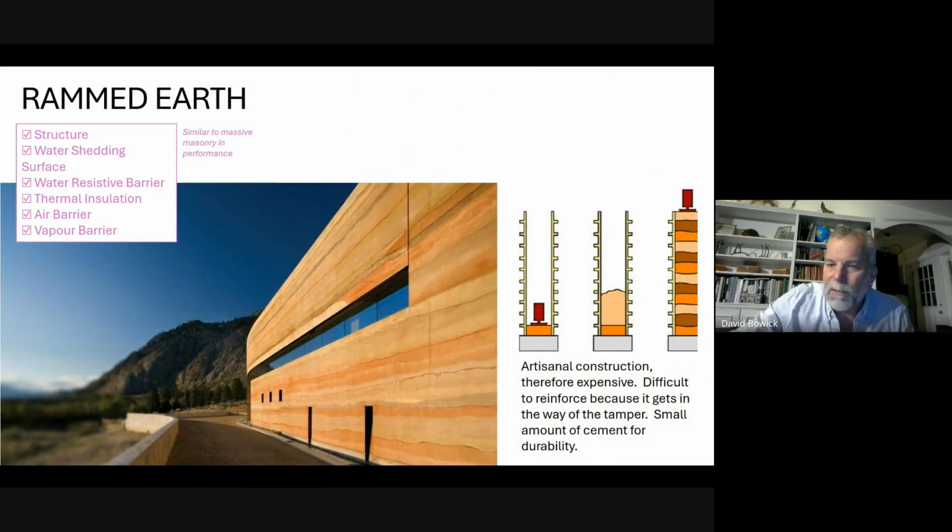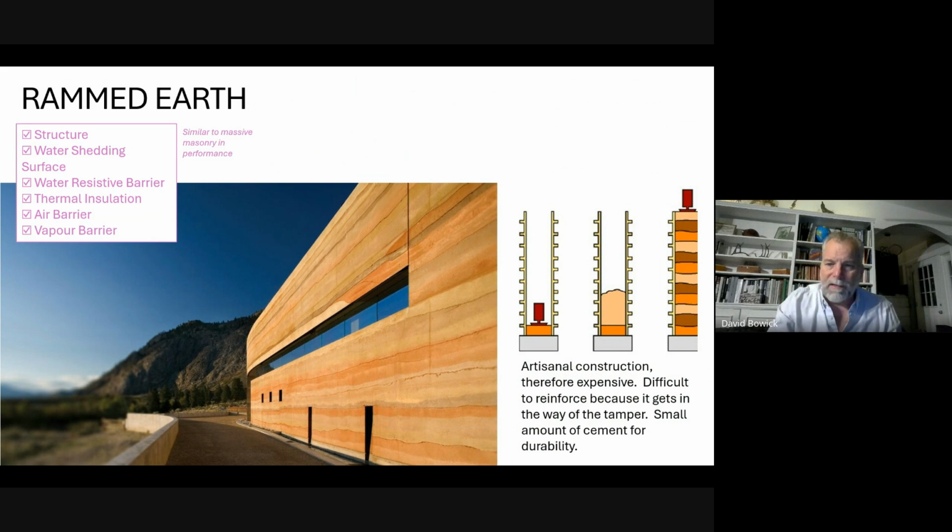This is a rammed earth wall. From a performance point of view, a rammed earth wall is very, very similar to a mass masonry wall. It's a water shedding surface. It's a water resistive barrier built into one. It does not have a drained cavity. It is a storage system. It absorbs the water and then it dries.